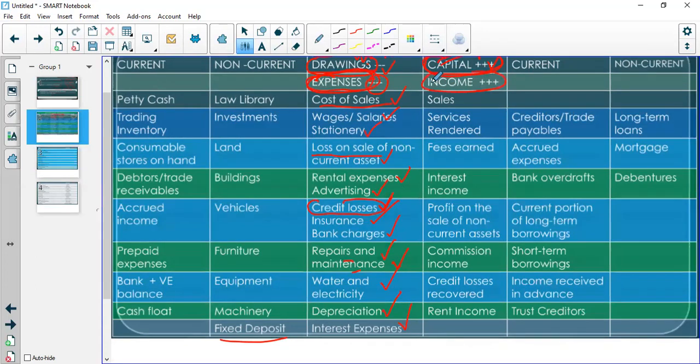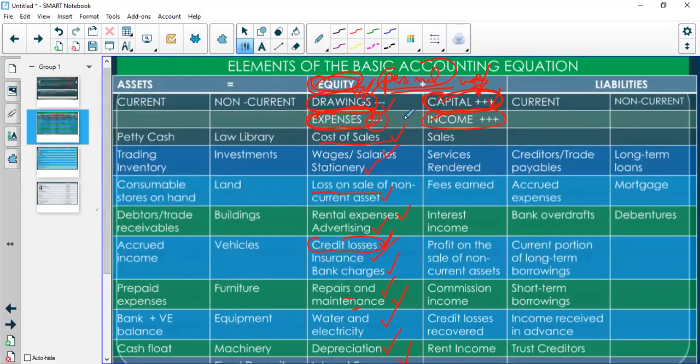Then income is obviously income, right? Like we said, we need to know English. So income is income that increases equity. You have your sales, the things that you sell, you record all your sales under sales. If you are not a selling business, you could be a lawyer, you don't sell, you offer services. You could be a plumber, you could be an electrician. So each time you offer a service, you charge a fee. You're going to record that under services rendered or fees earned. Or interest income if ABSA gives us interest, or we sell a non-current asset and we make a profit.